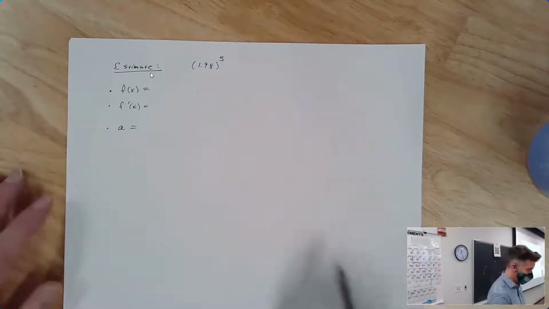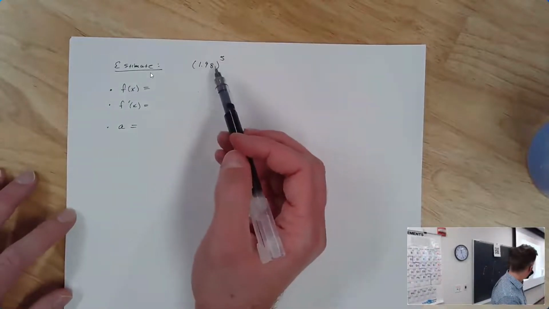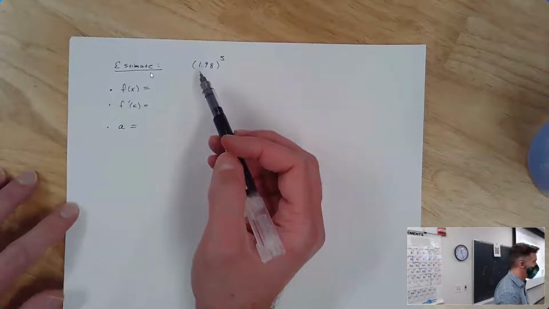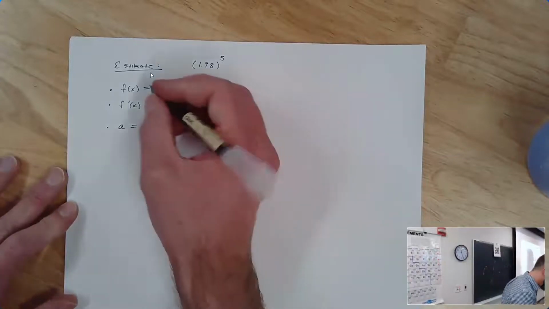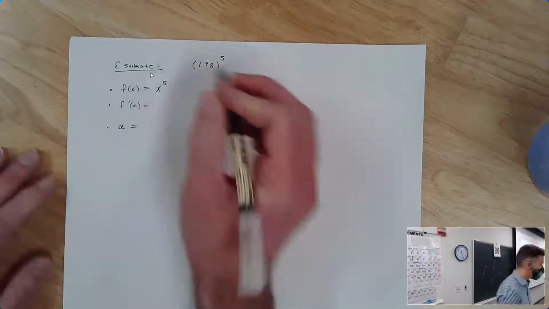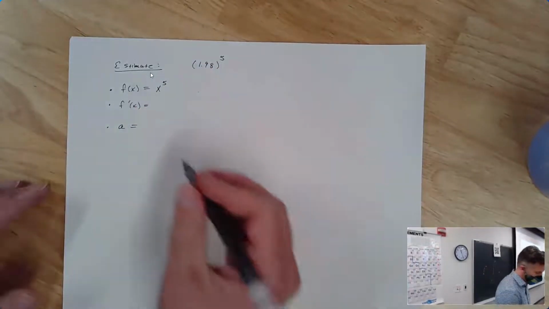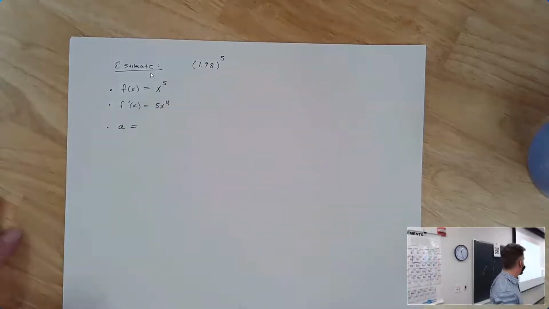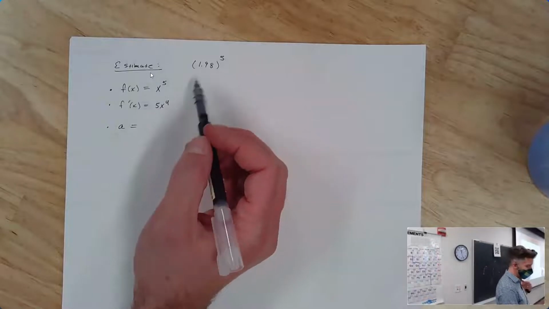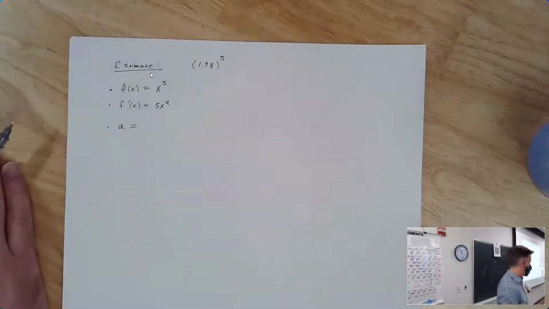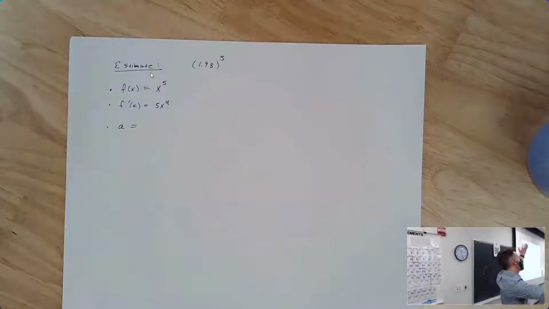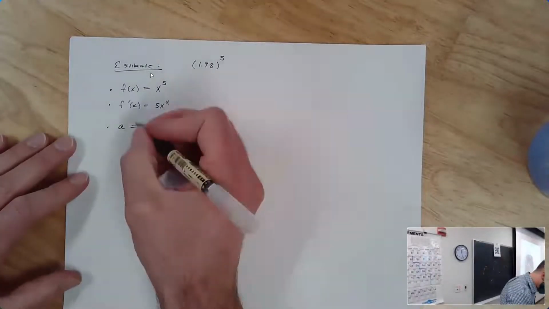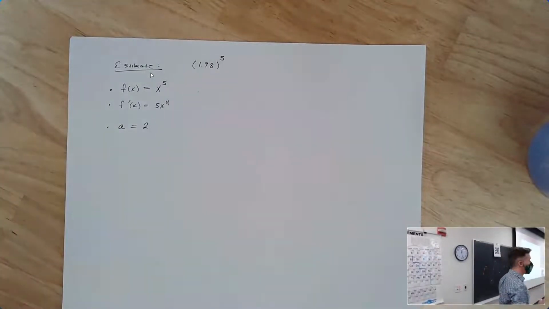So what makes sense to use as a function here? Well, again, I'm just going to take my expression and replace the number with a variable x. My function is going to be x to the 5th, and the derivative is 5x to the 4th. What's a number that's close to 1.98 that's easy to plug into this function? 2. Right, 2 is the answer staring us in the face. Usually they're going to make it pretty obvious what a should be.